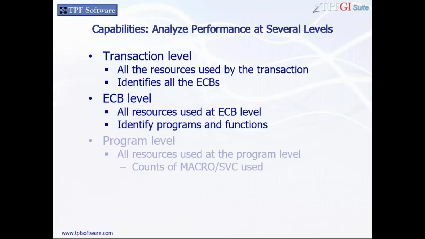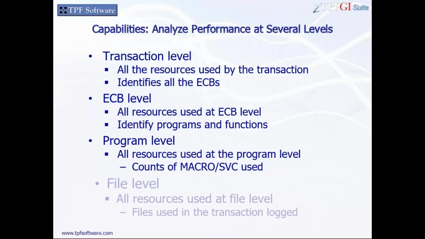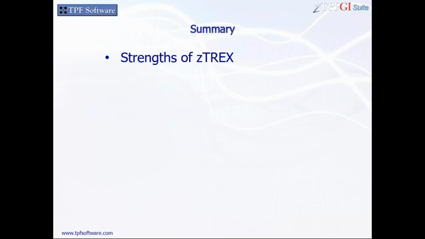The next level is the program level. Each and every program's stage and counts, how many macros it is using, how many instructions it is using, those are all monitored through the program level. And the next level is the file level. When a transaction is made in a system, we might not know how many files are used in the transaction, so we are monitoring that on the file level. These are the different kinds of performance monitoring we are using in zTREX.